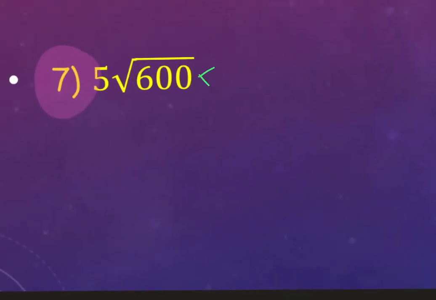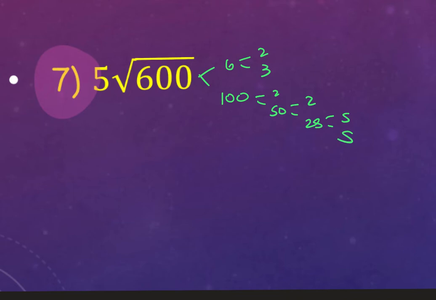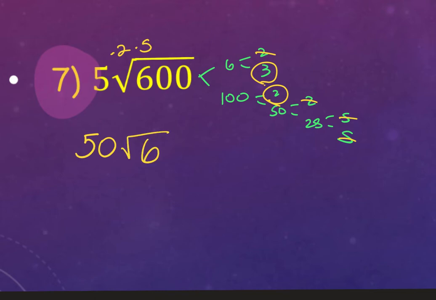600. So I'm going to break this down. Again, you could do this a lot of different ways, but let's say I did 6 and 100. I can do 2 and 3, and then 100 could be 2 and 50, 2 and 25, 5 and 5. So I've got one pair of 2s, it's going to come to the outside, and I've got one pair of 5s, it's going to come to the outside. Left underneath is a 3 and a 2. So on the outside, 5 times 2 is 10, times 5 is 50. And underneath is 3 times 2, which is 6.